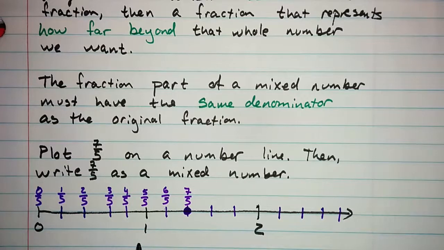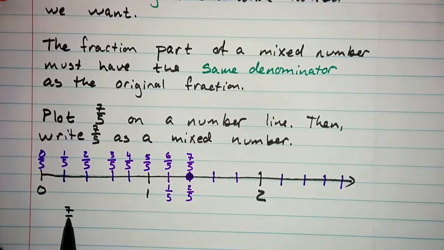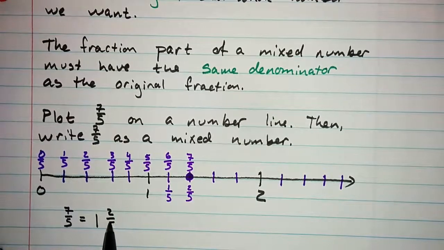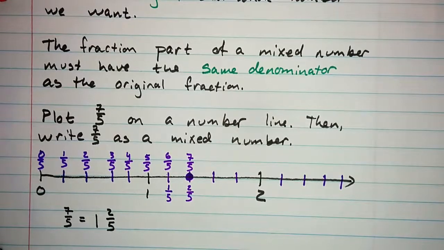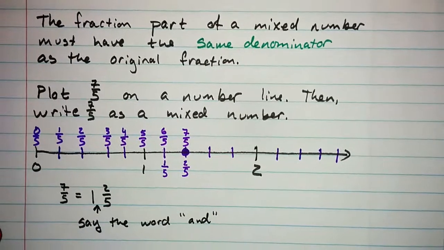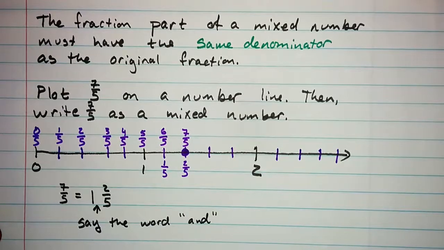Well, it's going to be 1 and something, because 1 is the whole number before this. 1 and 1/5, 1 and 2/5. We can write the fraction 7/5 as 1 and 2/5. Notice we say the word and between the name of the whole number and the name of the fraction part.